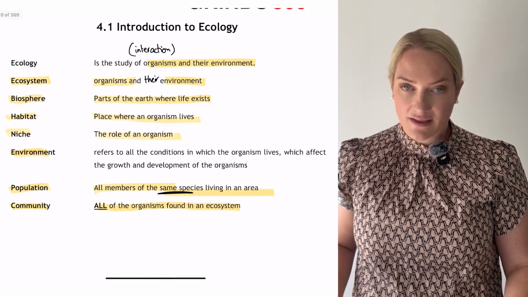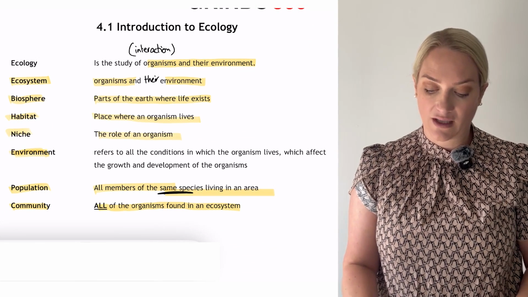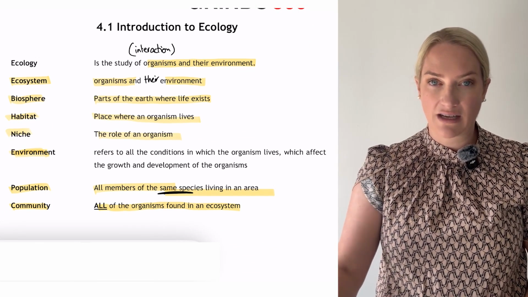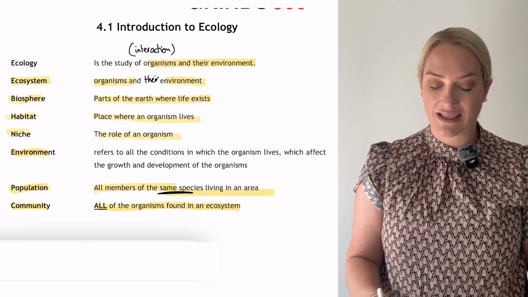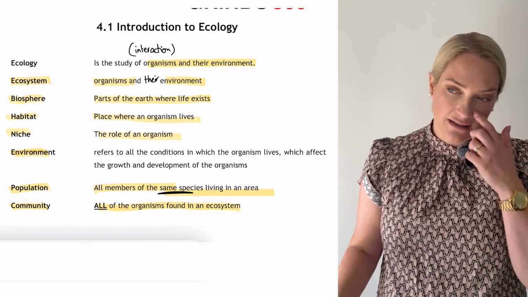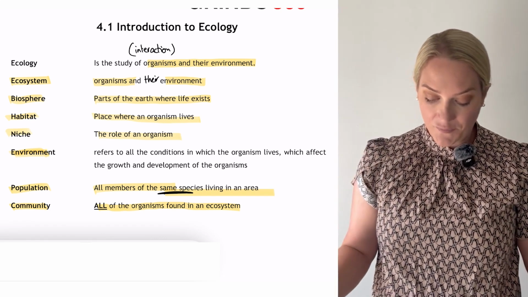So let's start off with definitions. Okay, ecology, what is it? It's the study of organisms and their environment. Now, before I just bracketed off their interaction. So you could say ecology is the study of the interaction between organisms and their environment, and it's still correct. Just in the last time this was asked, we just bracketed off interaction.